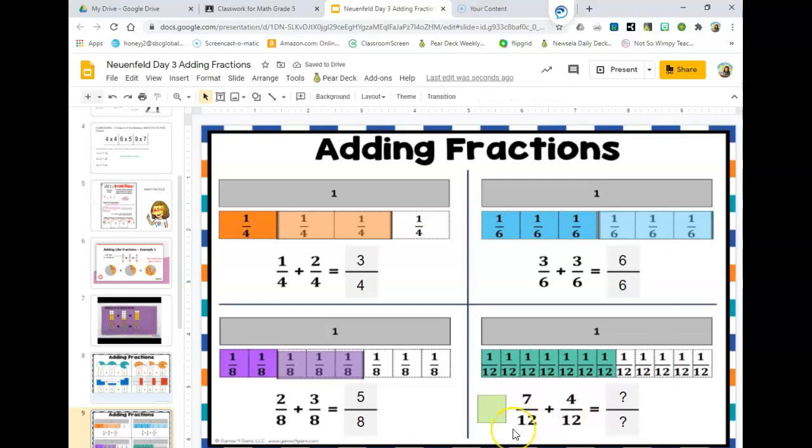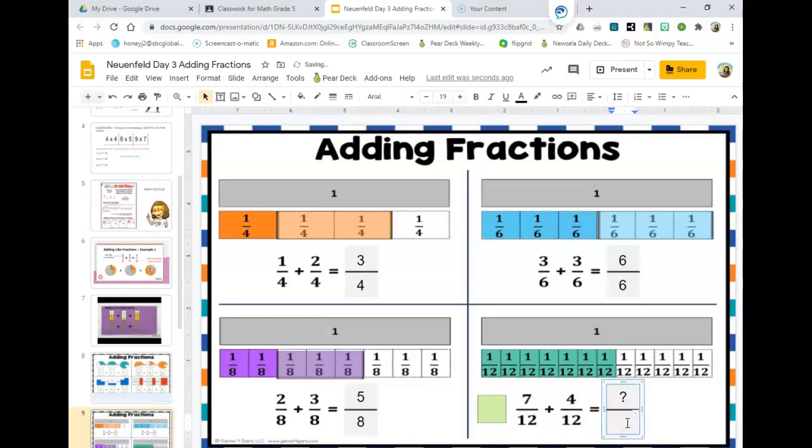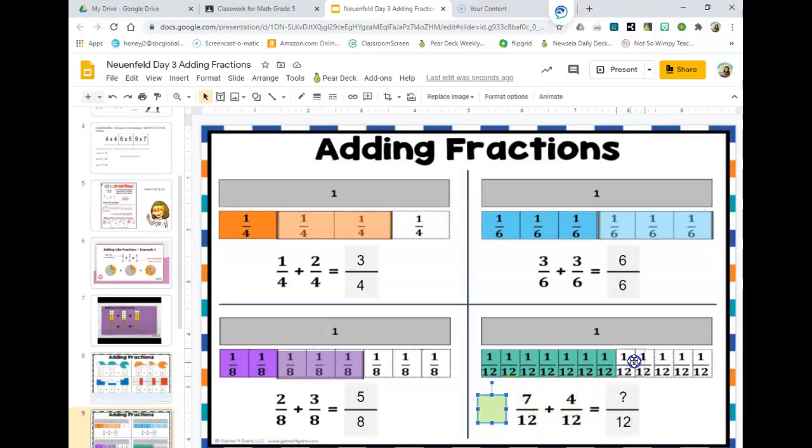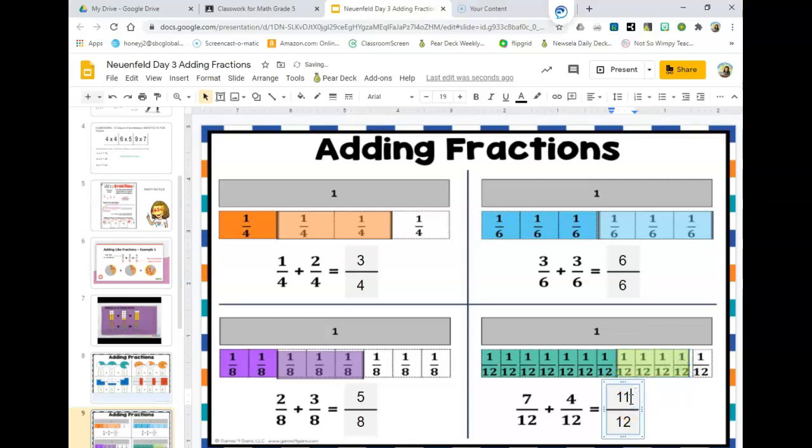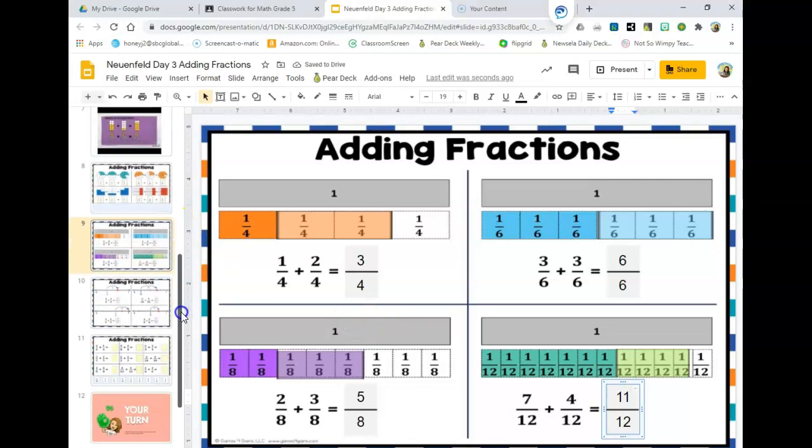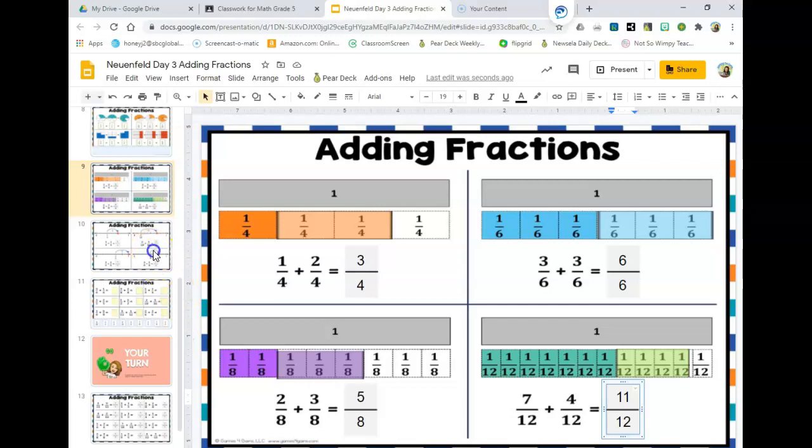All right, our last one for this page. We have 12 and 12, which means my denominator is also staying. That's right, 12. Then we have 7 plus 4. 7 plus 4. So 1, 2, 3, 4. Well, that equals 11. Good job. All right, we are almost done.